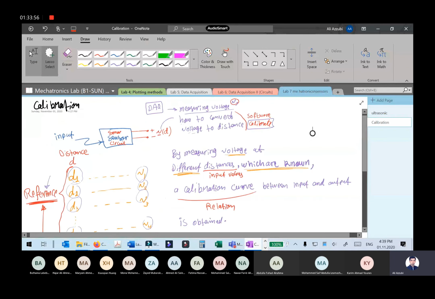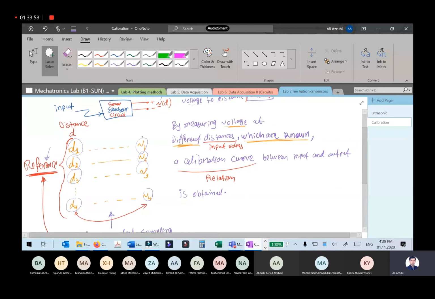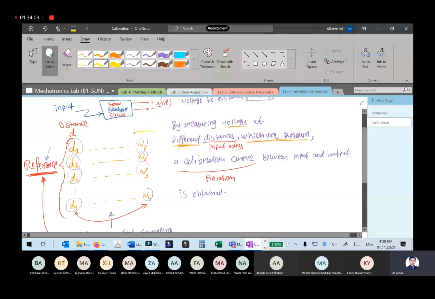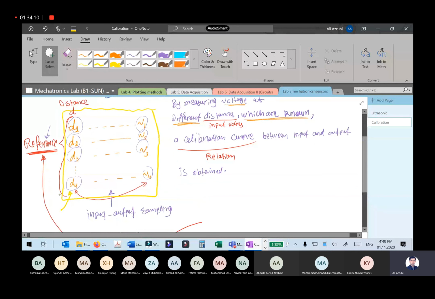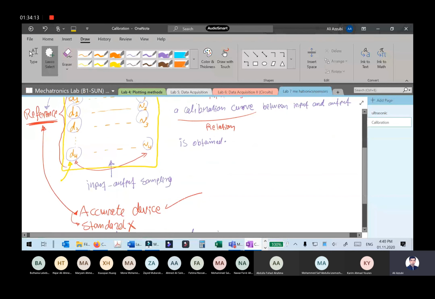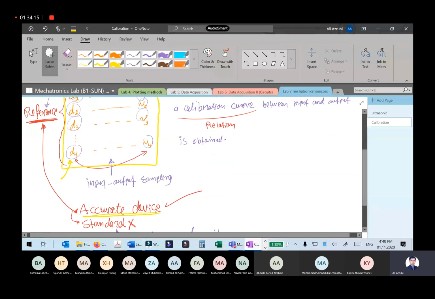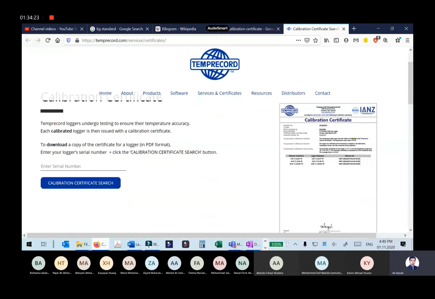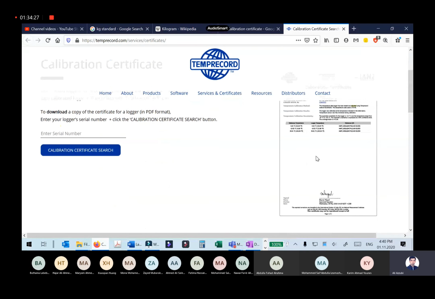Okay, let the screen move a little bit. Yeah. So whenever they give you calibration data, they give you this table here, and they tell you, did they use a standard in this, or did they use a more accurate device? And if it's a more accurate device, what was the tolerance and error of that device? So in this way, you know that your sensor or your device has been calibrated against a standard. In that case, you trust your device or your sensor.